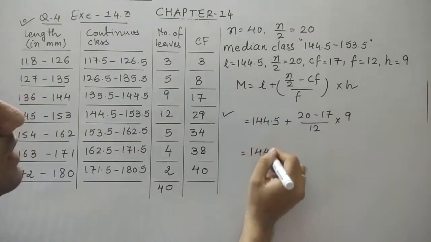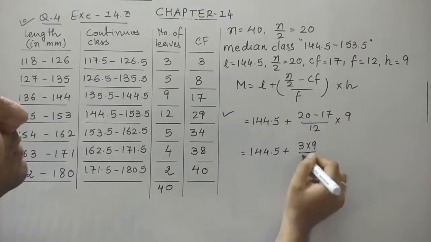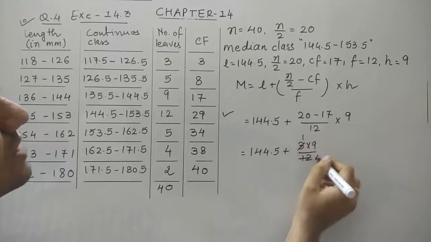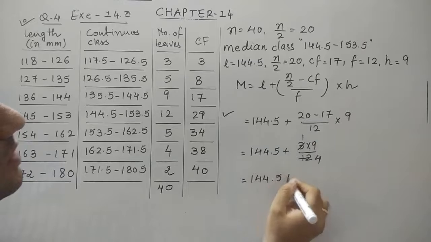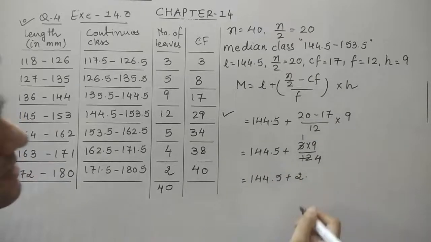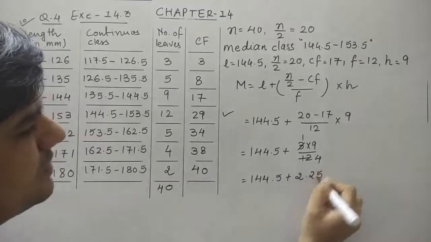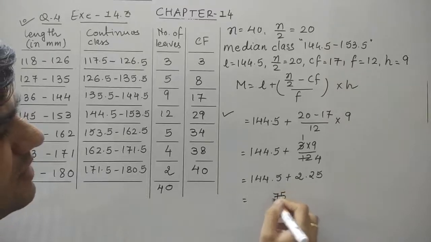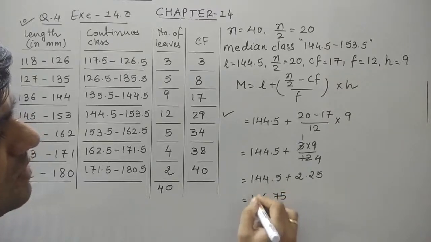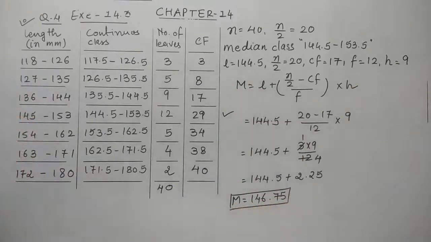It's 144.5 plus 3 into 9 upon 12. 3 ones are 3, 3 fours are 12. I'll divide 9 by 4 and get the answer in decimal. 4 twos are 8, it remains 1, then 10. 4 twos are 8, and 5s are. So let's do the addition of these two. So it's 5, 7, 6, 4. So the median of this question is 146.75.